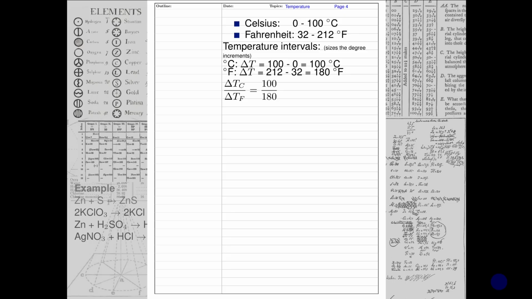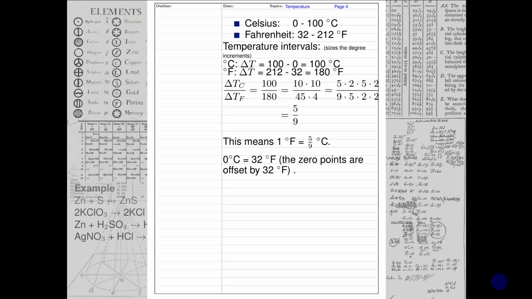Now, if we take the ratio of those two temperature changes, we get delta Tc over delta Tf equals 100 over 180. And we can simplify that fraction by breaking it into factors. And after canceling out the common factors, this reduces to 5 over 9. This means that 1 degree Fahrenheit is only 5/9 of a degree Celsius. Also recall the 0 points between the two scales is off by 32 degrees Fahrenheit.